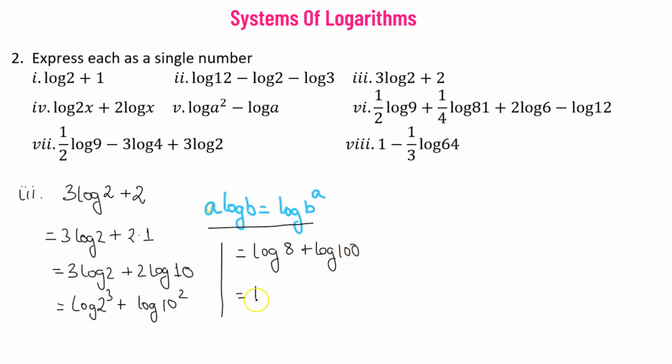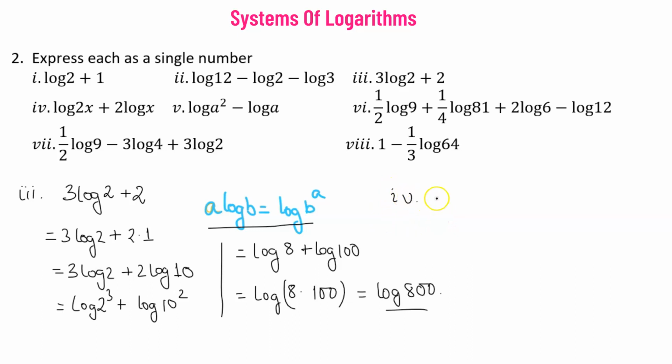Now we can finally apply the property log of 8 times 100. So this is going to give us log of 800. So that means 3 times log of 2 plus 2 is the same as log of 800. So let's try out number 4.